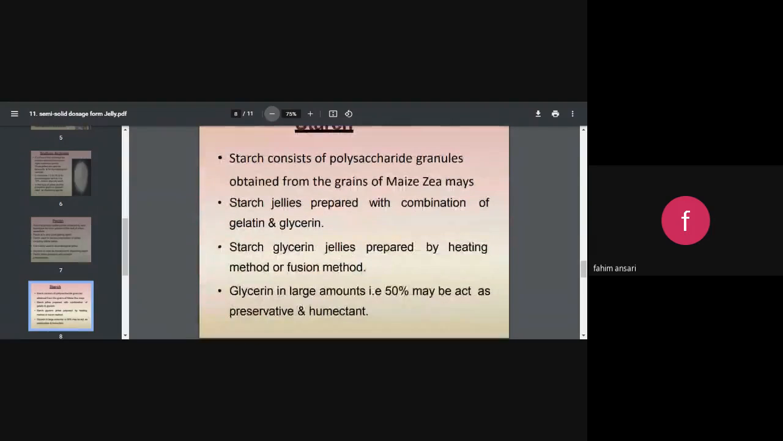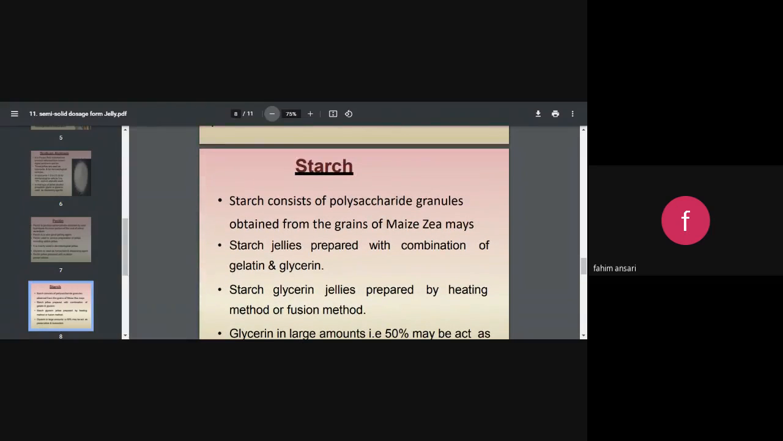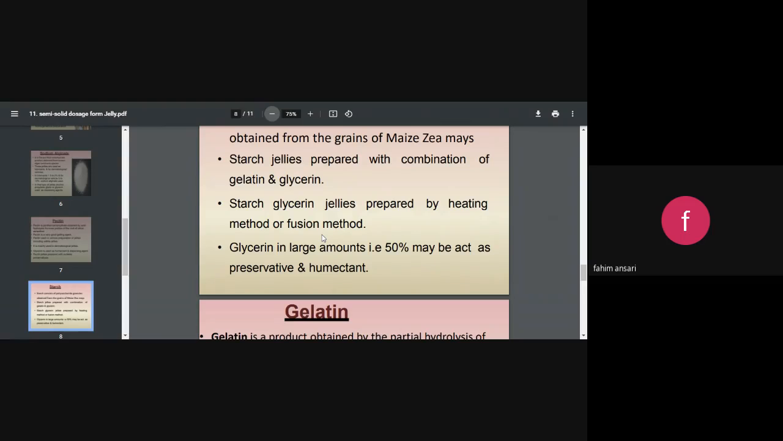And next is the starch. Starch is a polysaccharide in granules obtained from maize. Starch jellies may be prepared with a combination of gelatin, or starch and gelatin, or starch and glycerin. They are prepared with the heating or fusion method.